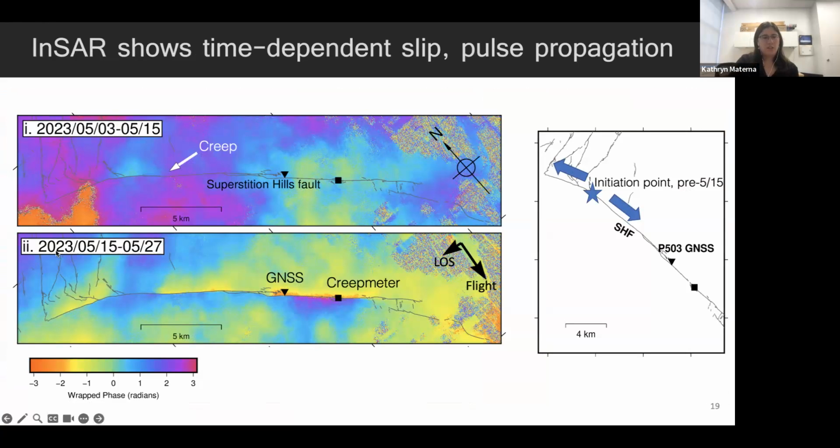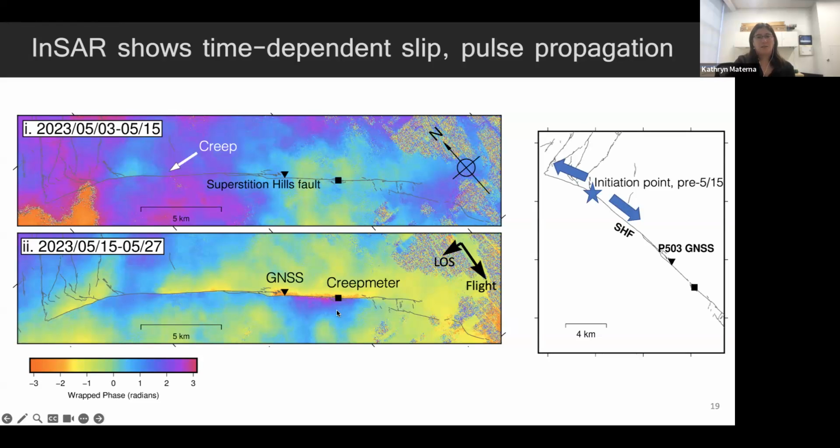The second image here shows a lot of creep. There's this localized displacement along the fault. This is a very clear creep signature. And this makes sense because this image spans May 15th to May 27th. And as I mentioned, on the 17th, we have the creep meter seeing displacement as well. So this is also a consistent picture where we see a lot of creep on the fault somewhere during this time interval. That makes a lot of sense because the creep meter agrees.